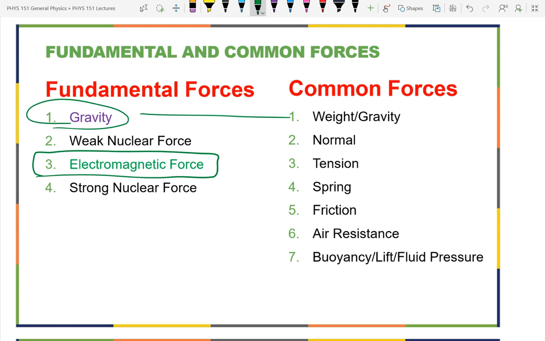Normal force is the name for the force that keeps an object from going through a surface. And of course, when you say normal, unless you're a physicist or mathematician, normal means regular.